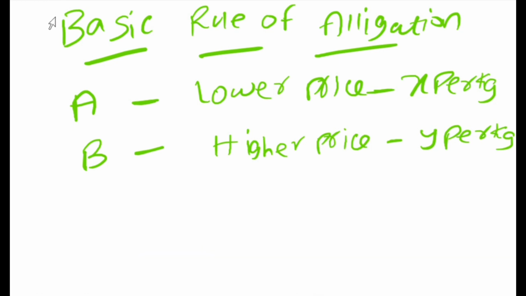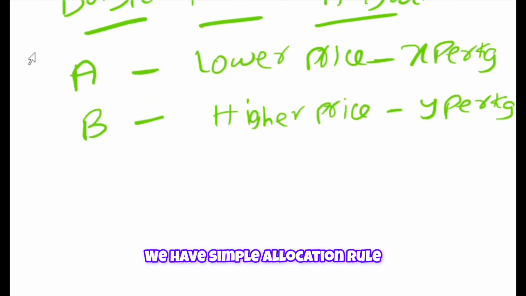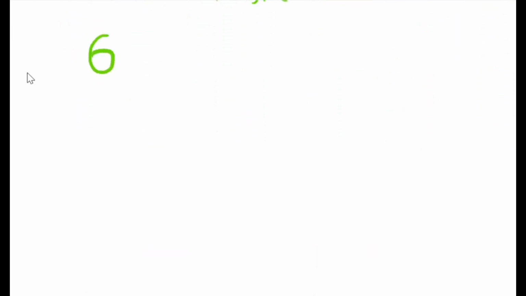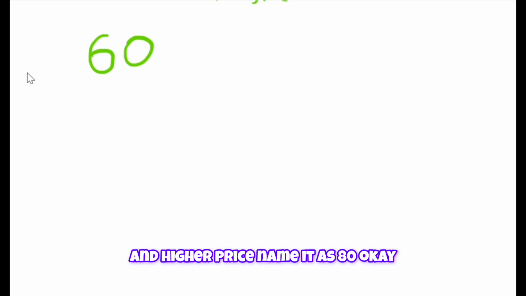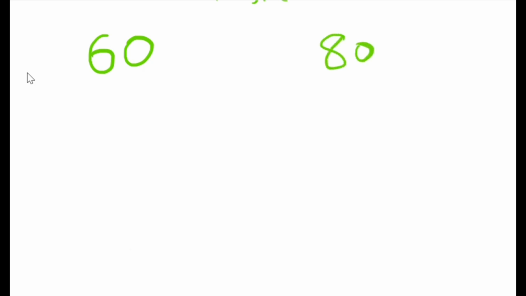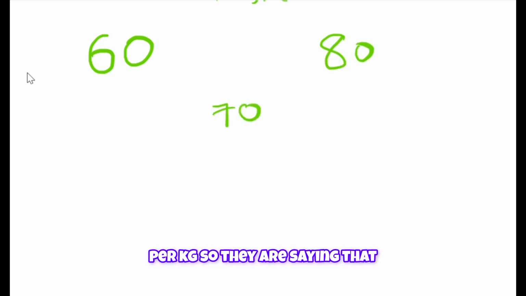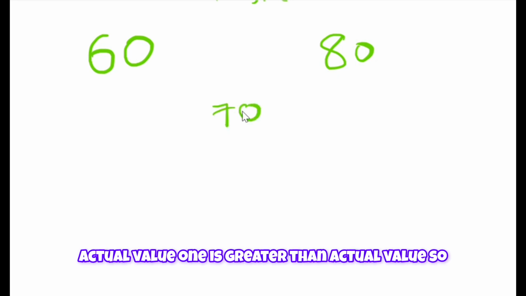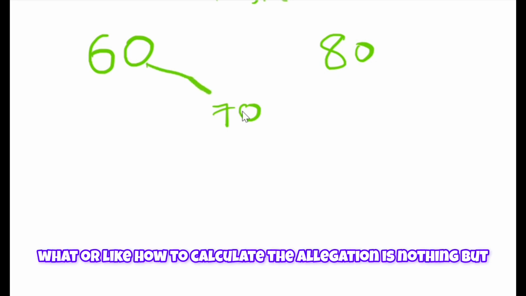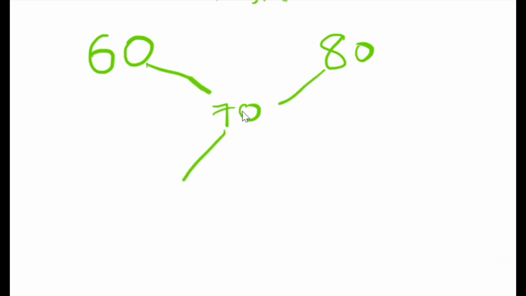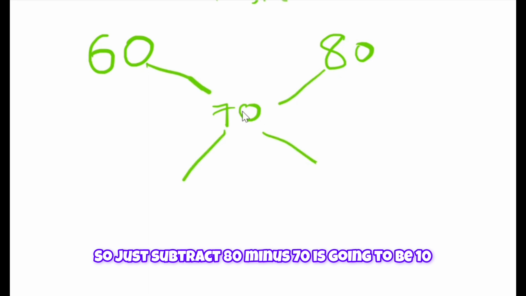And to find the ratio, we have a simple alligation rule. Suppose we consider the lower price as 60 and the higher price as 80. They mix and form a mixture priced at 70 per kg. So I have taken two values, one lesser than the actual value and one greater than the actual value.